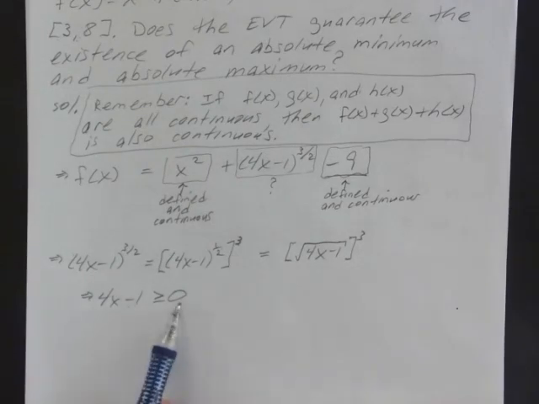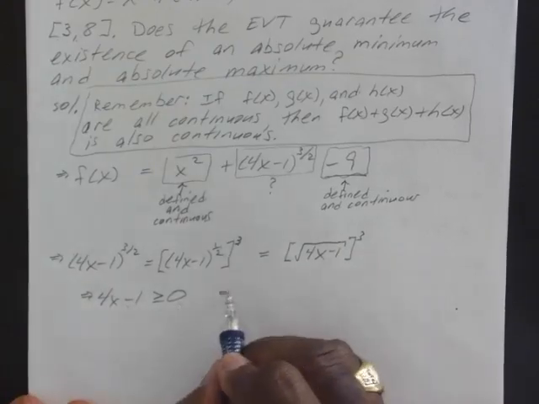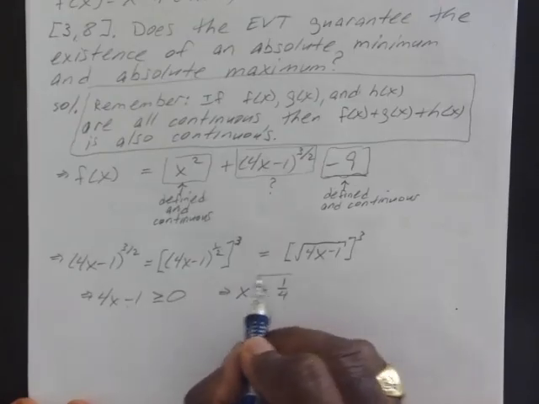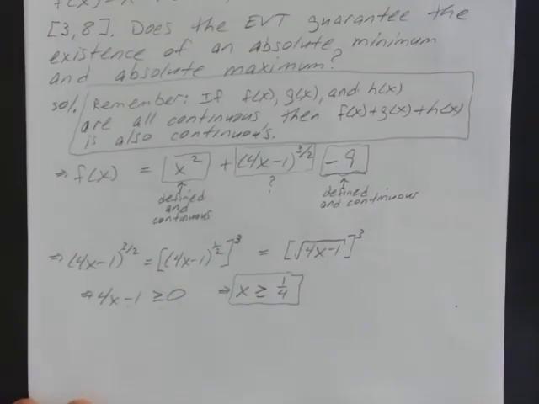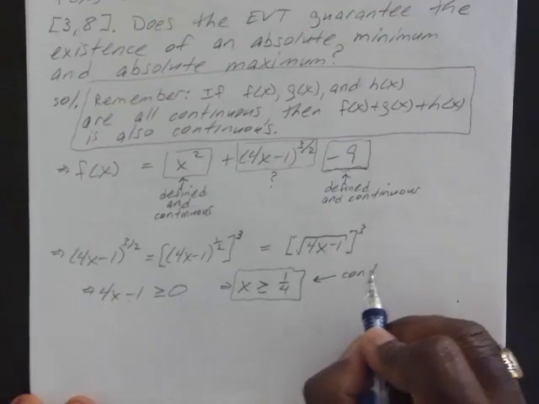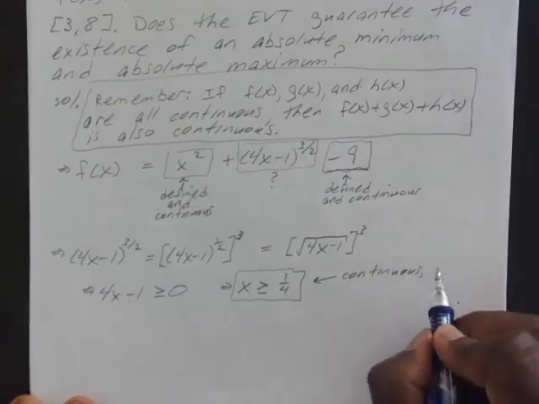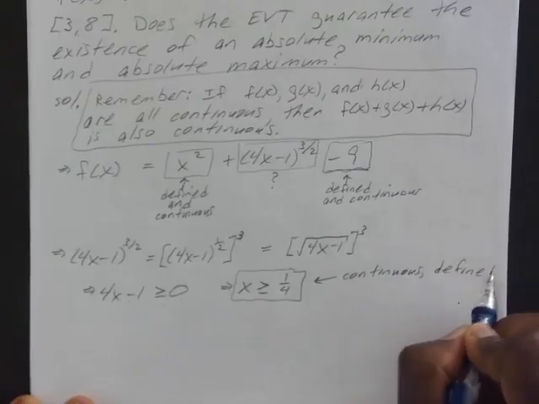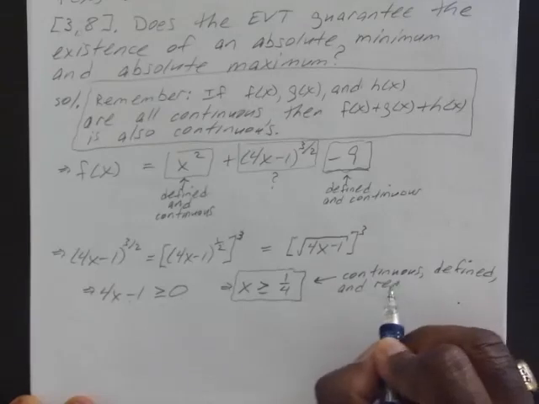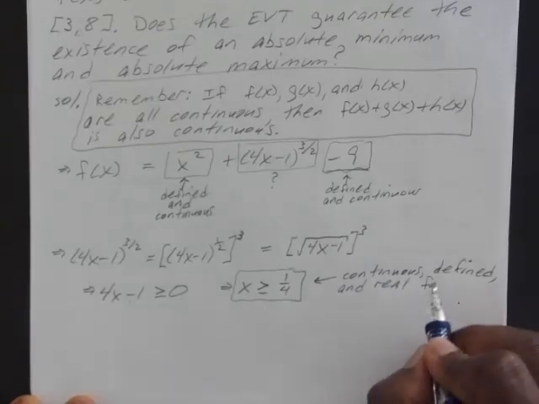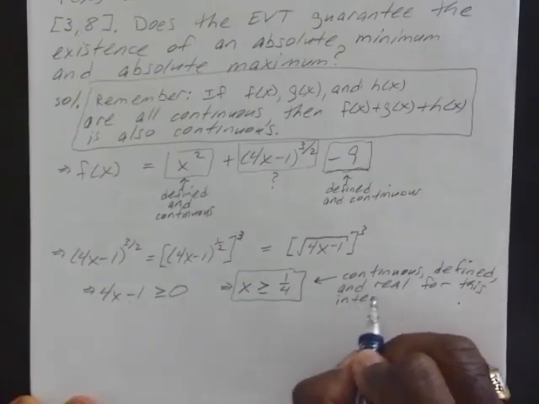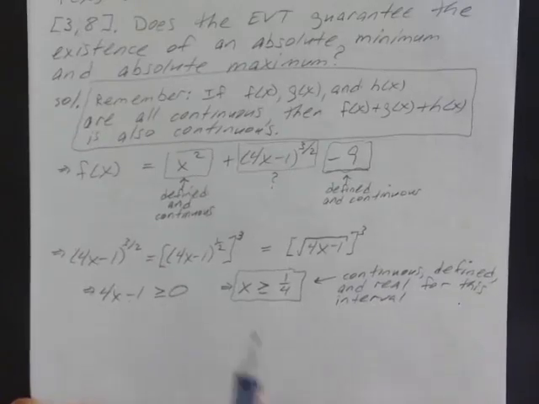So if we add 1 to both sides and divide both sides by 4, that means that x has to be greater than or equal to 1/4. And kind of highlight that a little bit. Okay, so we know that it's continuous, defined, and will result in a real number for this interval, which is pretty much from 1/4 to infinity.